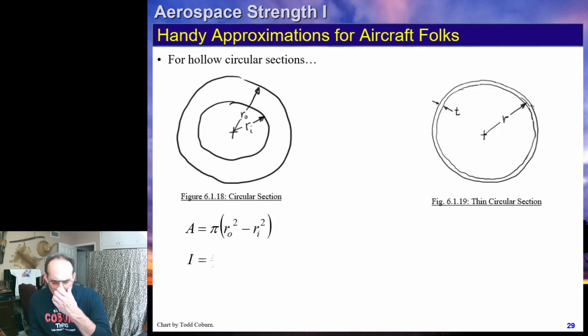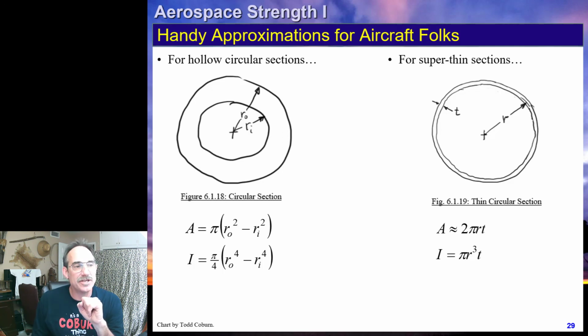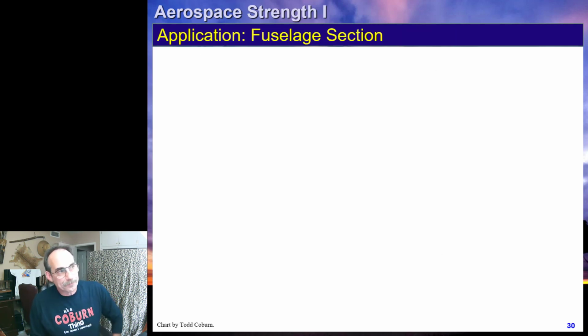You should have learned these approximations for thin-walled sections when you were in statics, but if not, here it is. If we have a hollow circular section, these are our properties. We've used these already when we covered, well, I guess not, because we covered torsion, not bending. These are the area and the I for a circular hollow section. And if it's thin like this, we can use these approximations. The area is 2 pi r times t, and the I is pi r cubed t. These are very useful for giving approximate properties, a little easier to calculate.